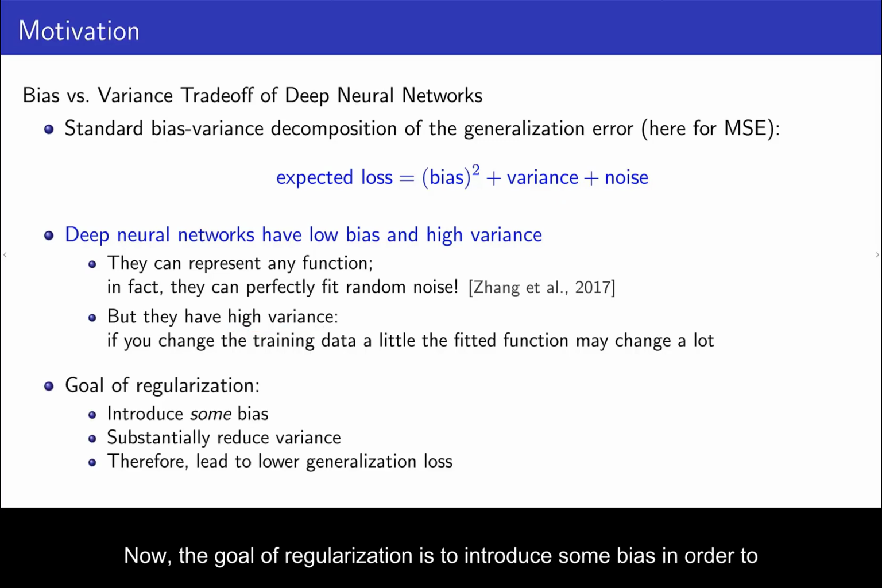Now, the goal of regularization is to introduce some bias in order to substantially reduce the variance, to make them less brittle, and therefore lead to a lower generalization loss.